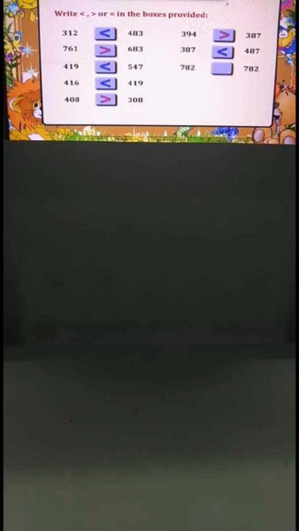Now let's see the next number. 782 with again 782. Means they are both same. All the digits are same. So they are equal. 782 is equal to 782. 512 again is equal to 512. 983 and 990. Here compare the tens place. 9 is greater, so 990 is greater than 983.